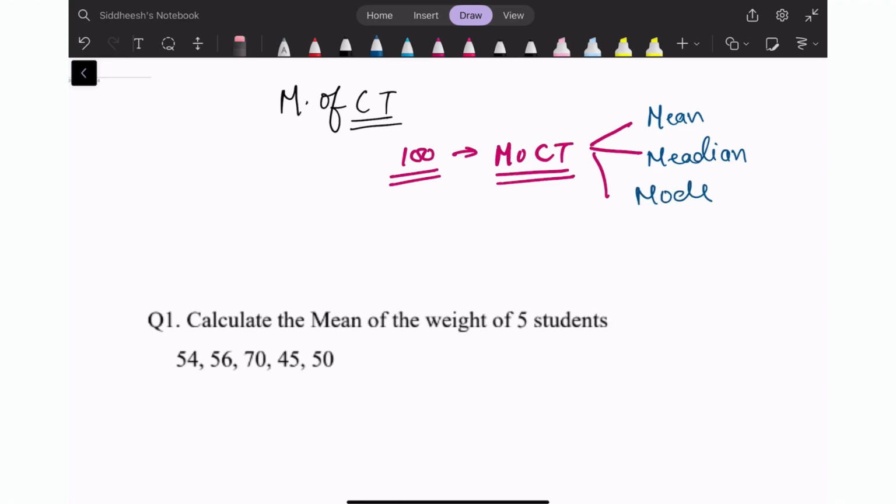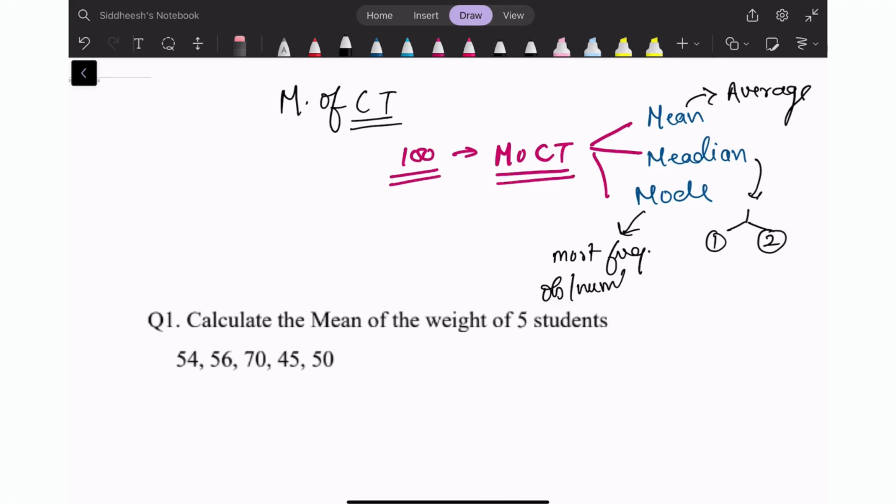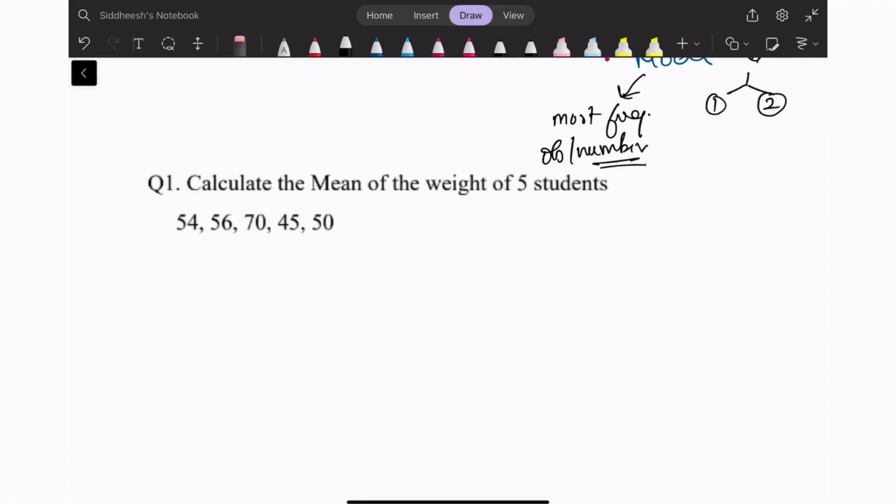As per the definition, what is the mean? Through it we can find some average value. What is median? It divides data into two equal parts, part 1 and part 2. What about mode? The most frequent number or the most frequent observation. So first we are starting with the mean. We are coming from basic to advanced, in the case of mean, mode and median.